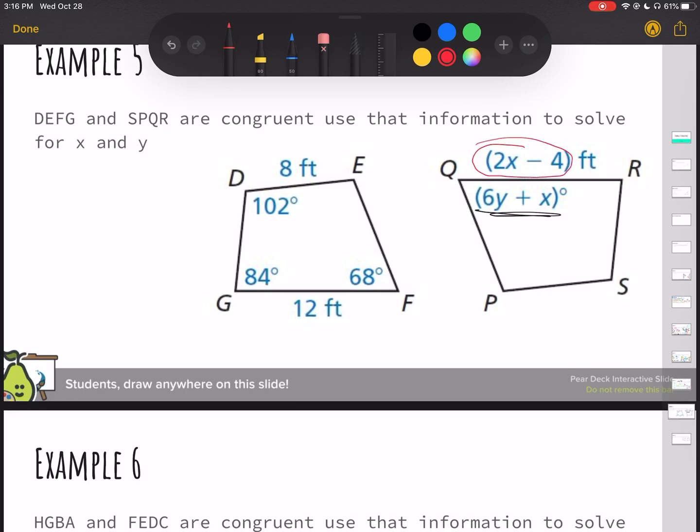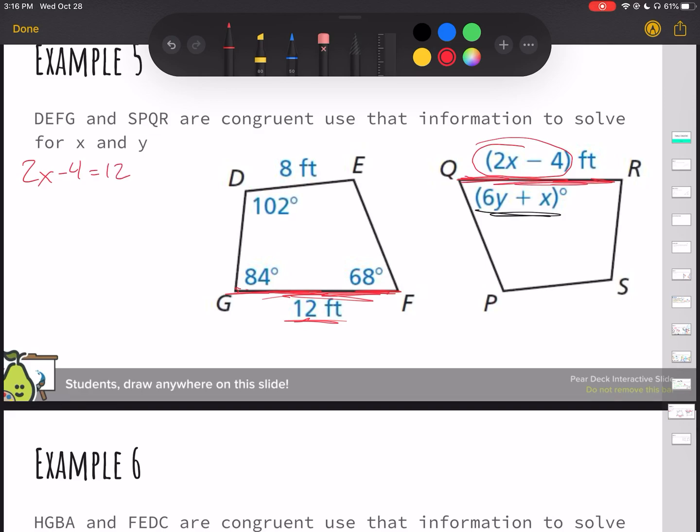So I'm looking for the side that is corresponding to QR. QR looks like it's the longest side. If I'm looking at the other quadrilateral right there, I identify that QR corresponds to GF, and I already know that these two shapes are congruent. So if they're congruent, then their side lengths are equal, and so I can say that 2x minus 4 is equal to 12 feet.